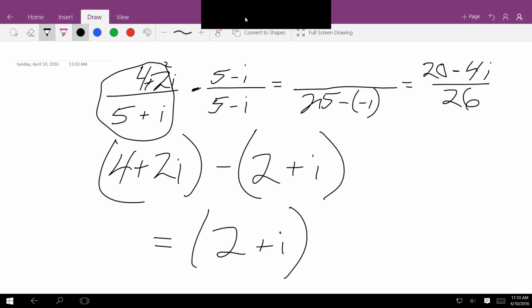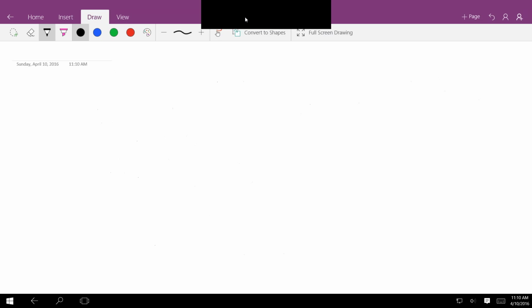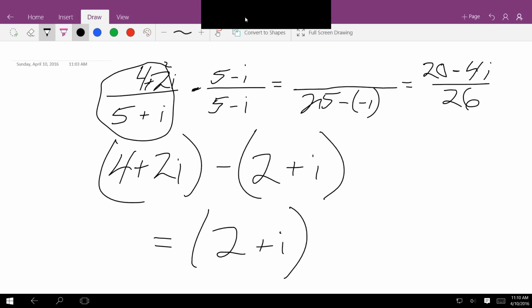Okay. But I typed in the solution for 4 over 5 plus i, and it says, although your answer is equal to the correct answer, it is not in the correct form. Okay, let's stop a moment. What is wrong about that answer? It's not simplified. Exactly. I can divide everything by at least 2.